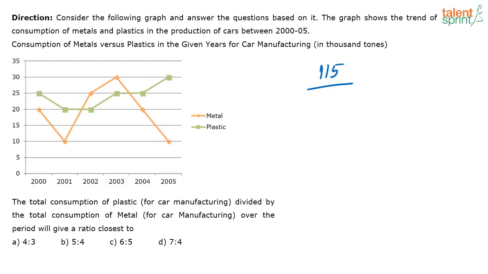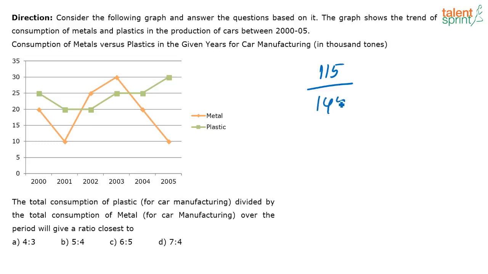Now if you look at plastics, in 2000 you have 25, 2001 you have 20, 2002 20, 2003 25, 2004 25 and 2006 30. So when you add it, what do you get? You get 25 plus 20, that is 45, again 45 plus 20, that is 65, 65 plus 25, that is 90, and then 90 plus 25, that is 115, and then you have 115 plus 30, that is 145.